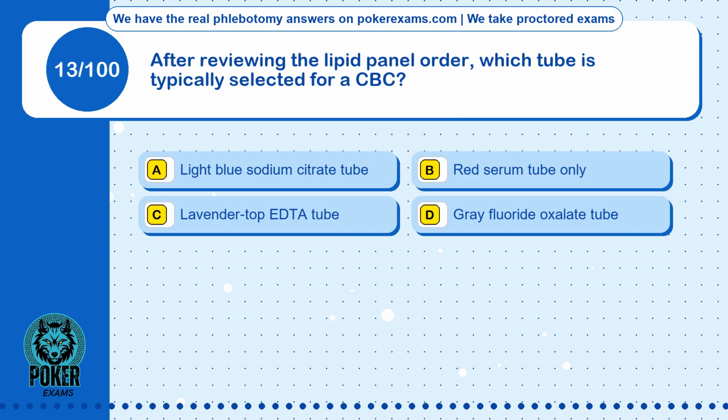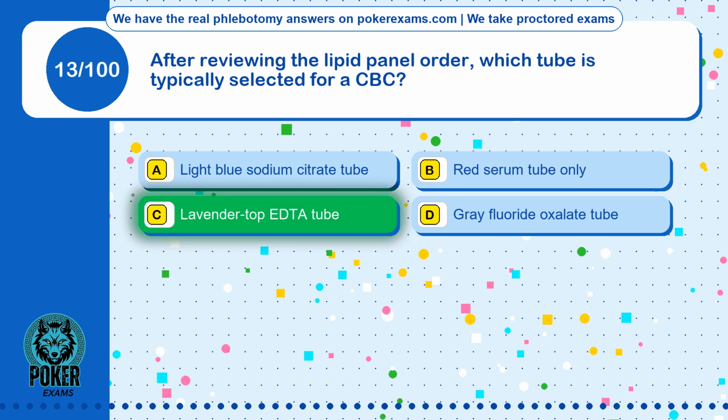Question 13. After reviewing the lipid panel order, which tube is typically selected for a CBC? Option A, light blue sodium citrate tube. Option B, red serum tube only. Option C, lavender top EDTA tube. Option D, gray fluoride oxalate tube. The correct answer is option C.